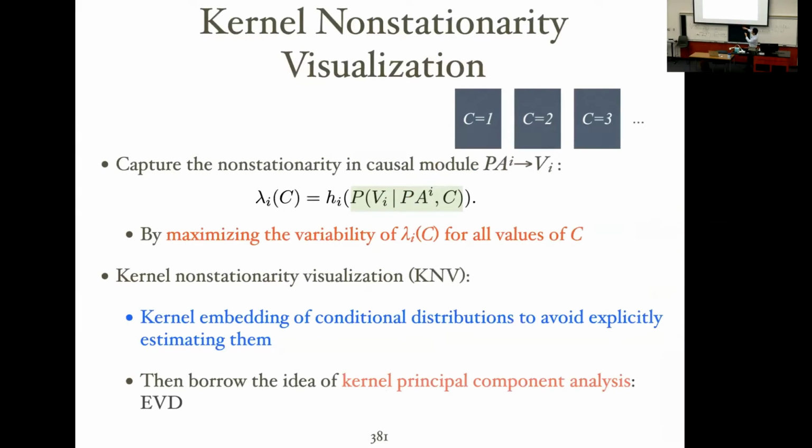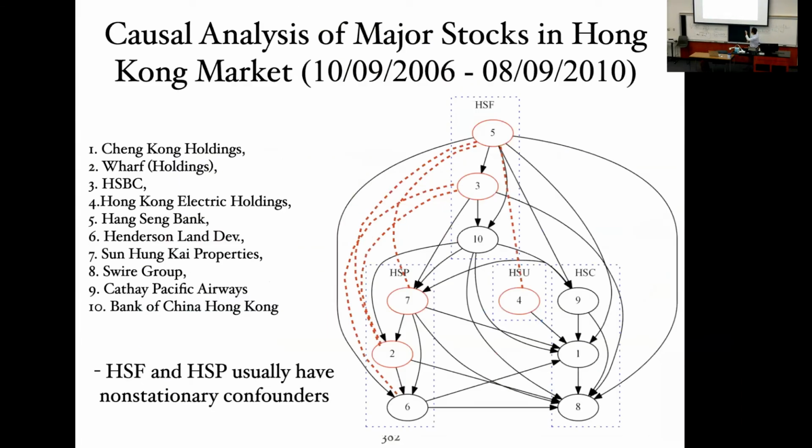Essentially, you want to find a low-dimensional representation of the conditional distribution. You can see how it changes, as you see from here. And this is the result on the Hong Kong stock market. With this method, you can avoid a lot of links, if you compare it with the PC method.